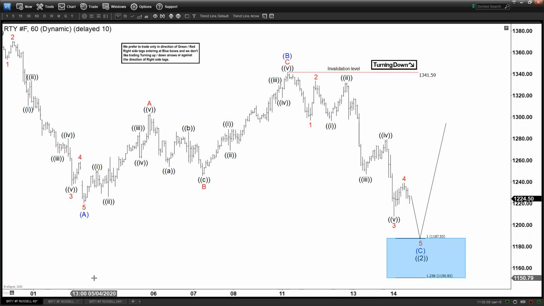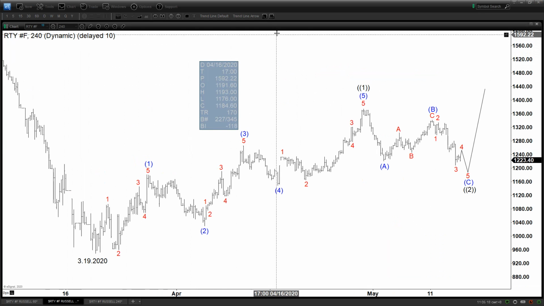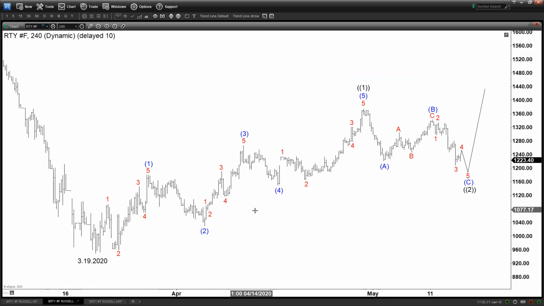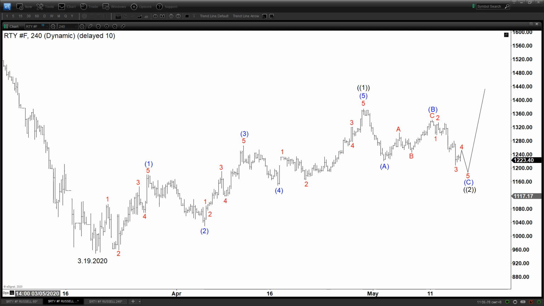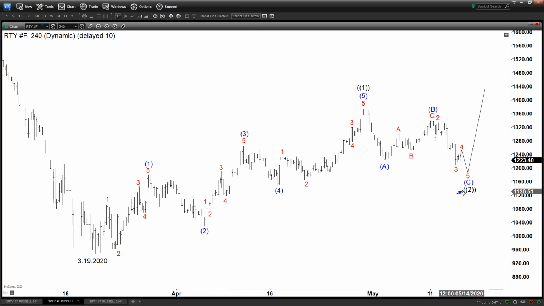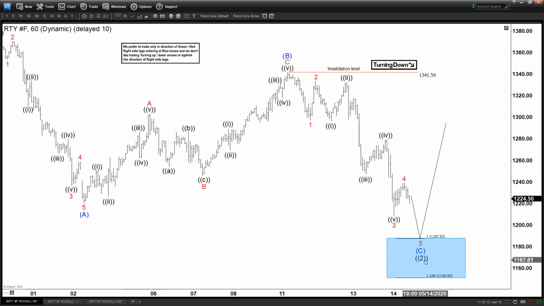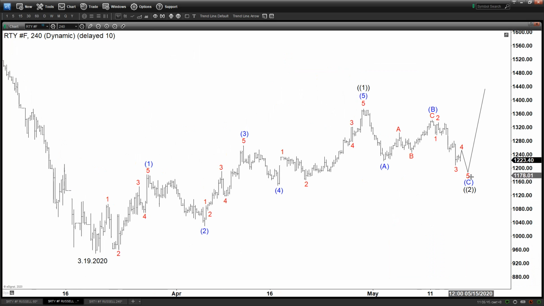So if I zoom out a little bit and look at the larger degree, you can see here in the 4-hour chart, and this is a partial label. You can see right here in the rally from March 19, this is the COVID-19 low, is in the form of 5 waves, 1, 2, 3, 4, 5. So we are now in the wave 2 pullback, just like the 1-hour chart here is showing wave 2 pullback, and currently we are in the process of ending wave 2.